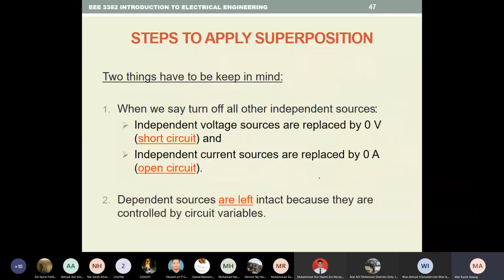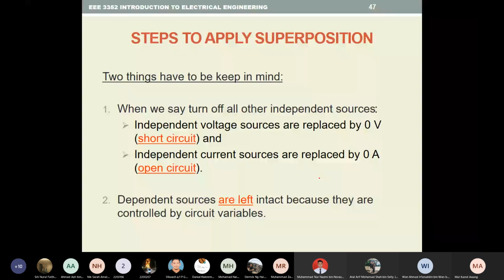You need to keep in mind that when we say turn off all other independent sources, basically the voltage source is replaced by a 0 volt short circuit. If it is a current source, it is replaced by an open circuit, 0 amps. Dependent sources are left intact because they are controlled by circuit variables. Only the independent sources are turned off.